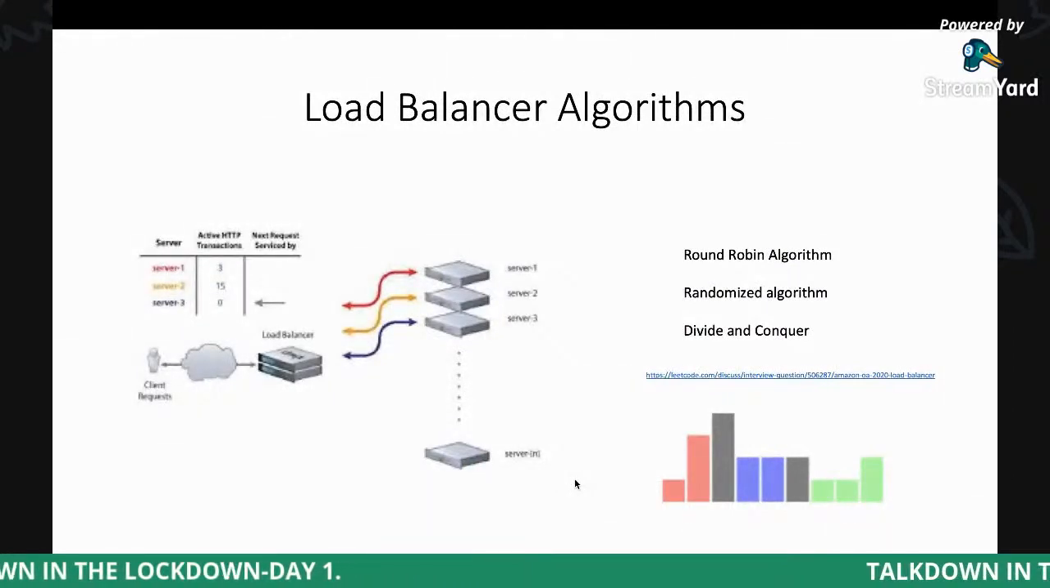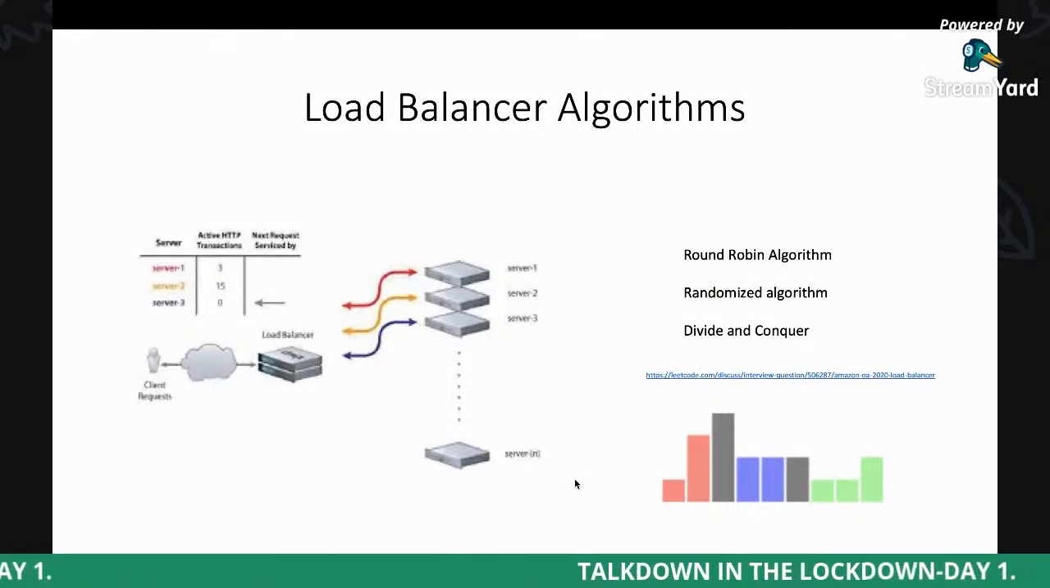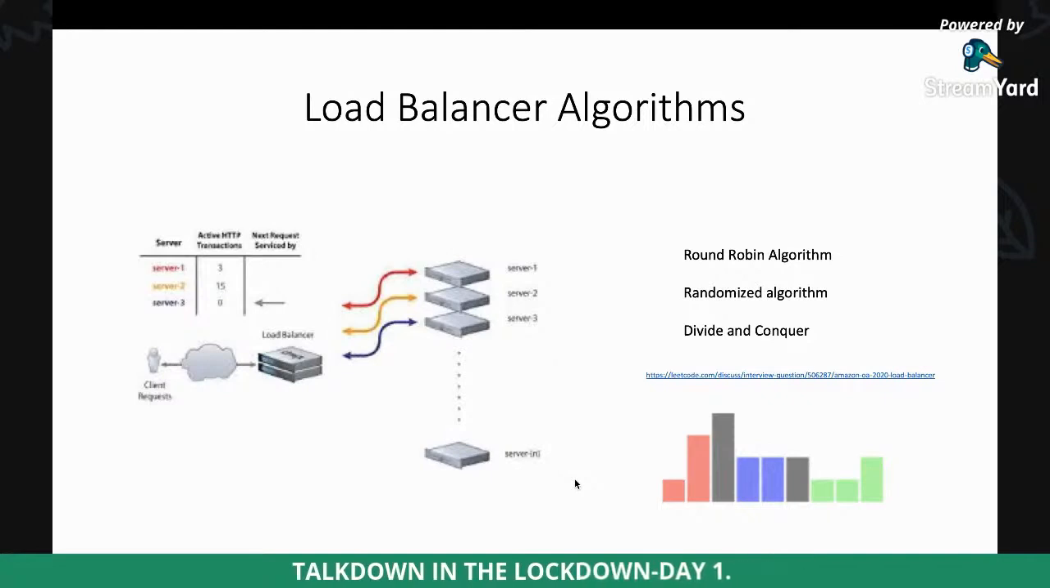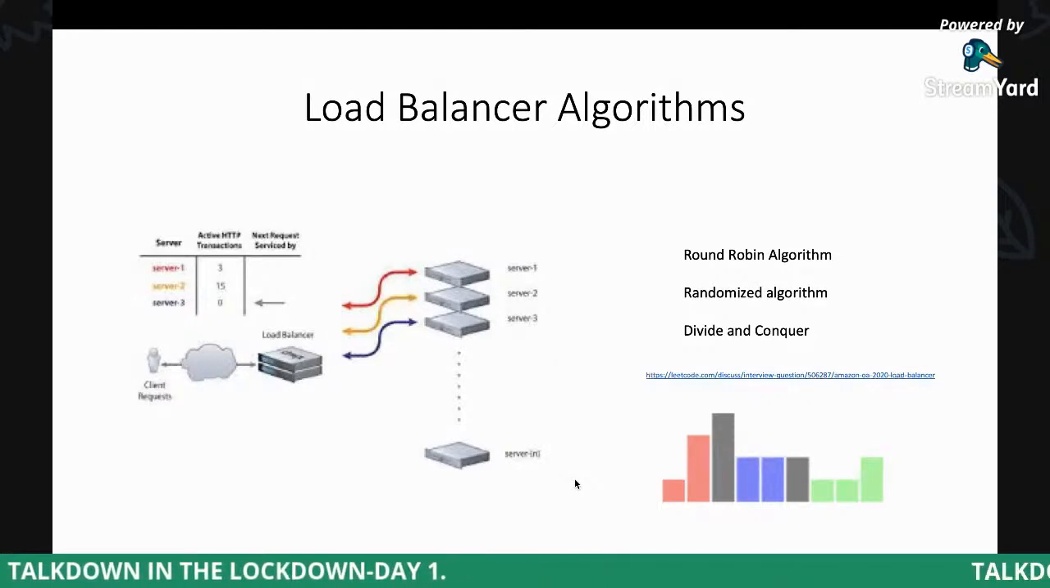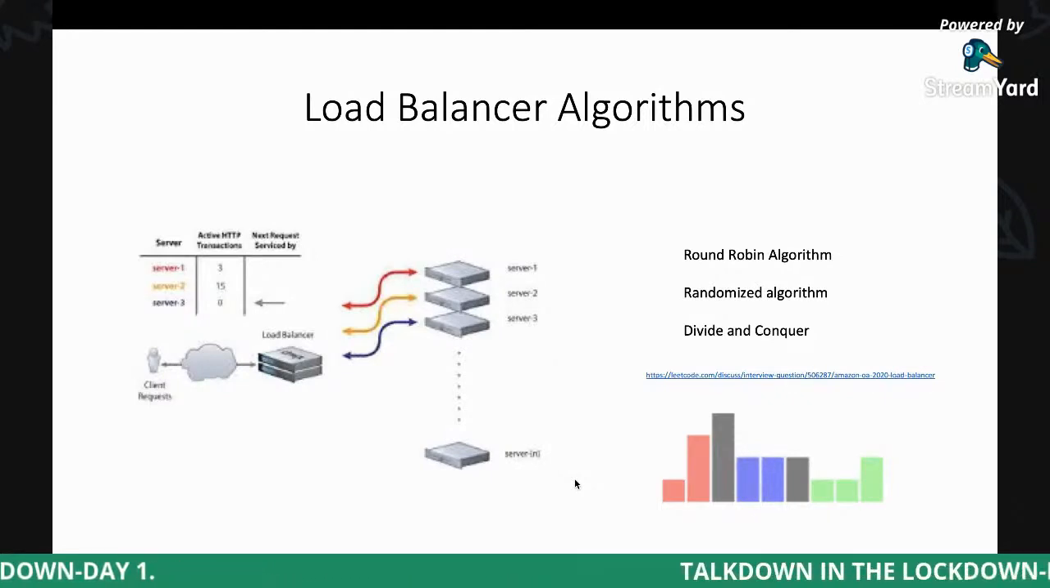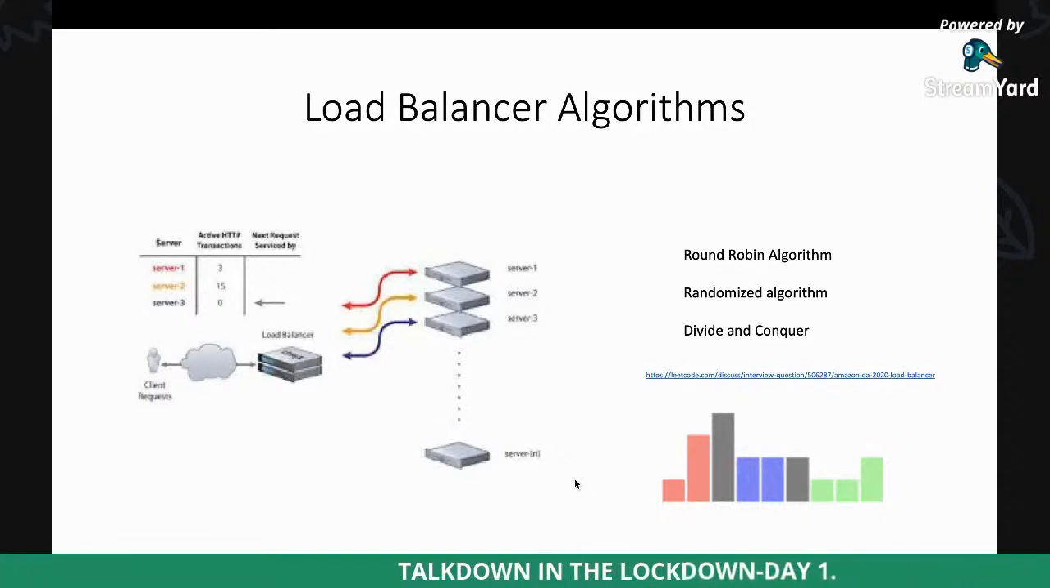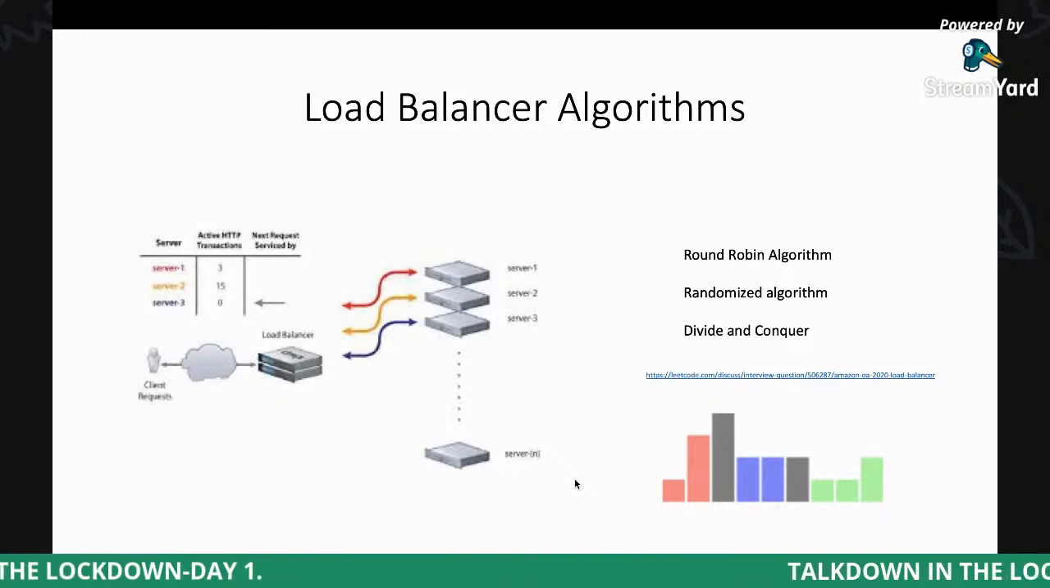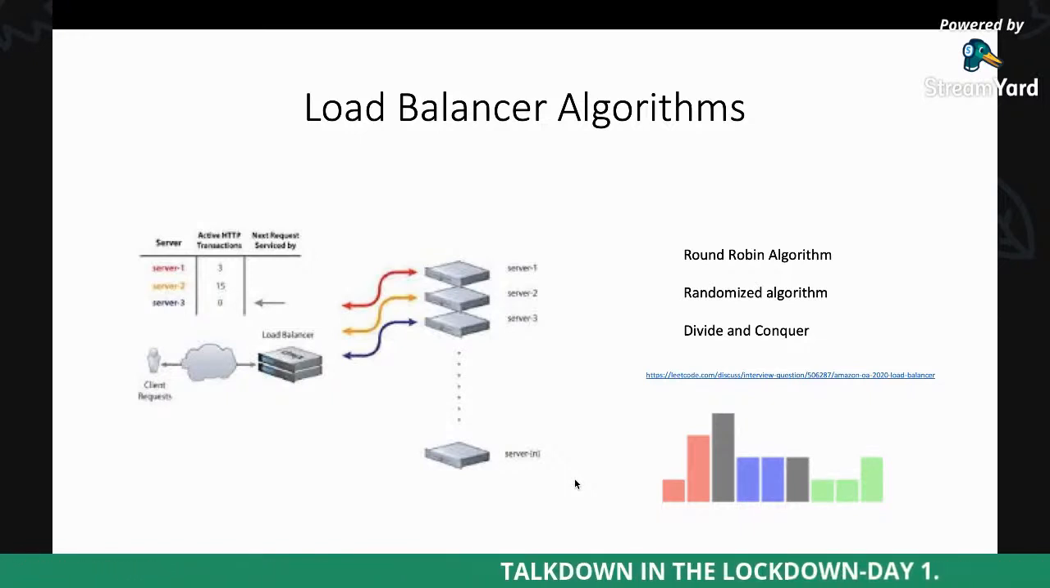Divide and conquer is a basic algorithm. Randomized algorithms you learn about in your data structure classes. Round robin algorithms and all those things. So that's the thing. Those basics are the main thing that will actually take you far. Don't go behind big things like wanting to build the whole system. Learn about the basics. This is what I learned when I joined Amazon.